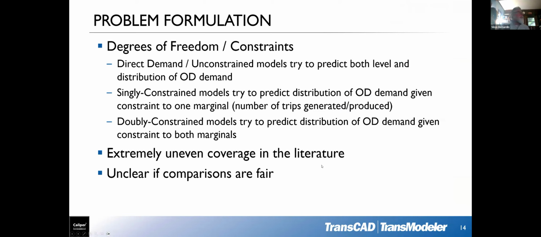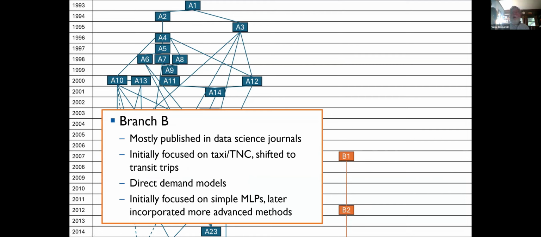So this is the early literature. You can see branch A is where it all starts, mostly in the GIS geography literature, focusing initially on commuting, and it mainly focuses on very simple MLPs. The second branch begins in 2007. It is the very beginning, the first data scientists to look at it, initially looking at taxi TNC data, but later they shifted more to a focus on transit trips. These are direct demand, unconstrained models. Initially, they're also looking at MLPs, but later look at other methods.